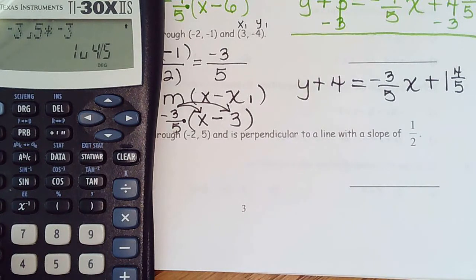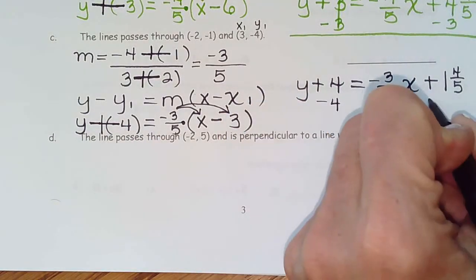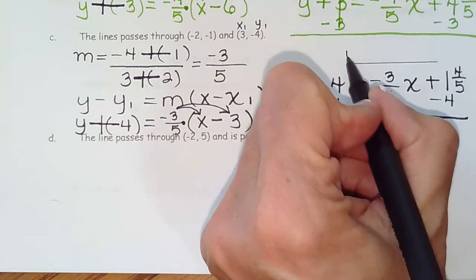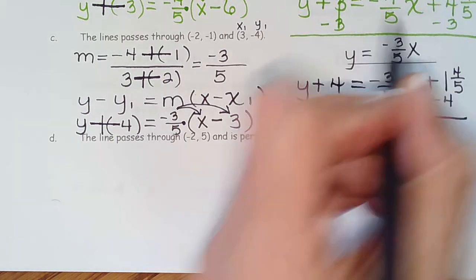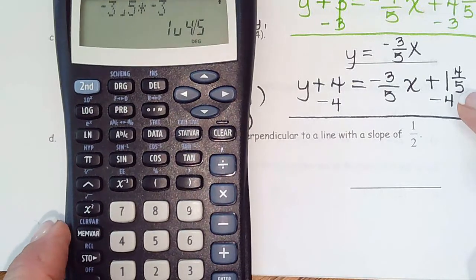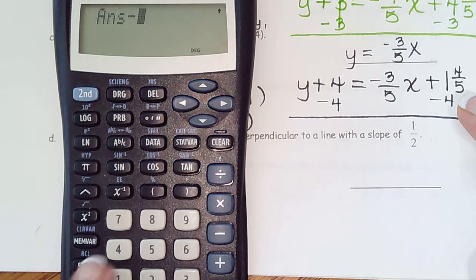And then last, we subtract 4 from both sides. So -4 minus 4. So y equals -3/5 x. And in our calculator, we have 1 4/5 already stored there. So just do -4. And we get -2 1/5 or -11/5.